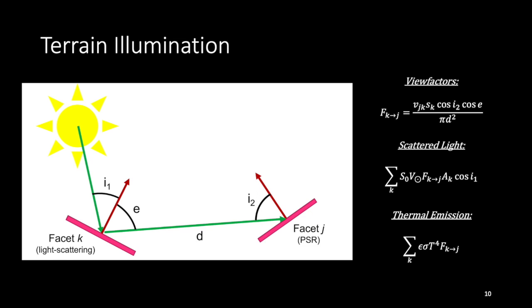We illuminate the light scattering terrain by first locating the subsolar point using the DE 421 lunar ephemeris. From that, we derive the altitude and azimuth of the sun as observed from each terrain facet. These values are then compared to the location of the horizon, calculated using the methods of Mazarico et al. 2011, to determine the visible fraction of the solar disk, which is used to scale the solar constant.